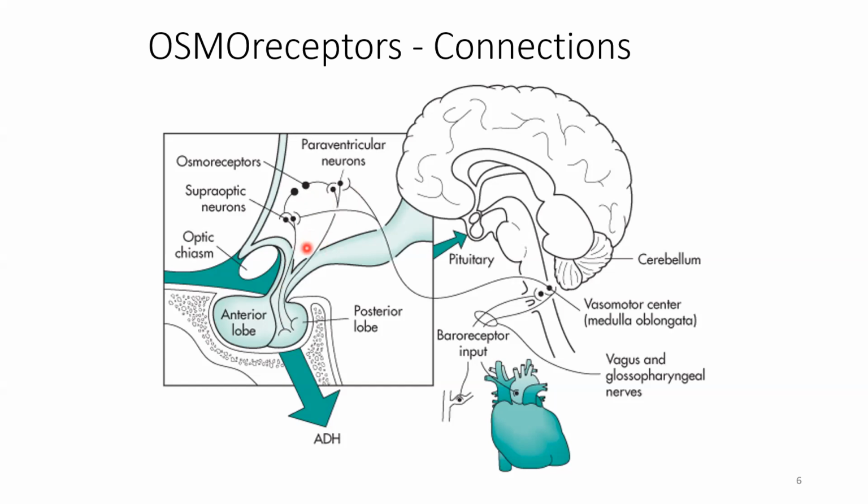ADH is one of them. The other is oxytocin. Oxytocin also is manufactured here in the hypothalamus and transported in a similar fashion and stored in the posterior pituitary till the signal comes and it's released. These two hormones are famous and distinct in the sense that they are called neuroendocrine hormones.